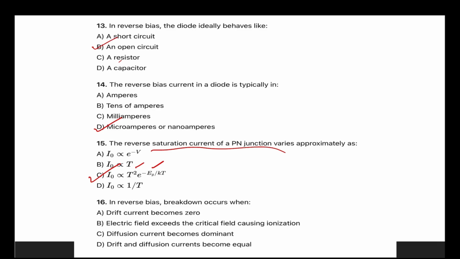Next question. In reverse bias, the breakdown occurs when? Option A, drift current becomes 0. Option B, electric field exceeds the critical field causing ionization. Option C, the diffusion current becomes dominant. Option D, drift current and diffusion current become equal. In the reverse bias, the breakdown occurs when the electric field exceeds the critical field causing ionization.